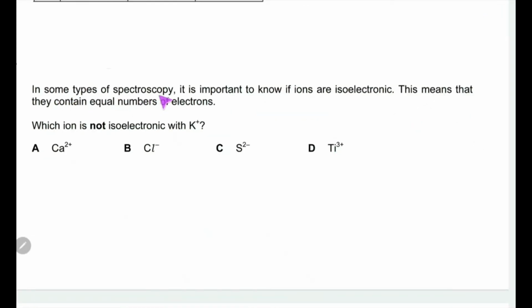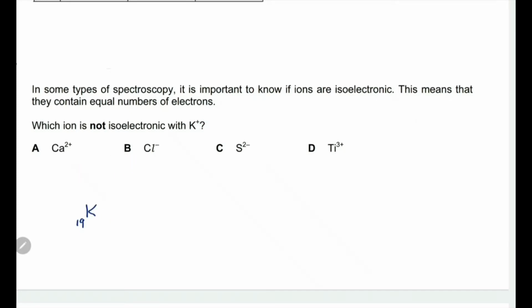In some types of spectroscopy, it is important to know if ions are isoelectronic. Isoelectronic means they contain an equal number of electrons. Okay, that's the statement. Now the question is, which ion is not isoelectronic with potassium positive? Potassium has atomic number 19.